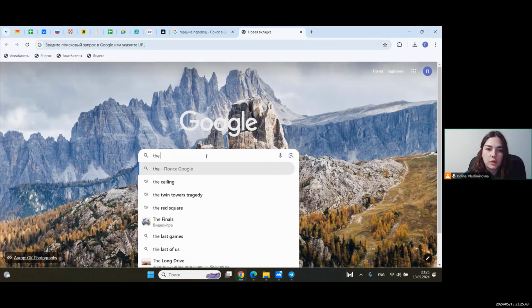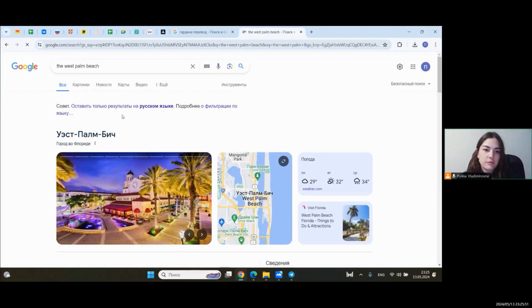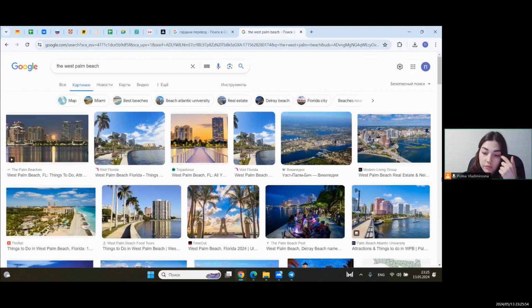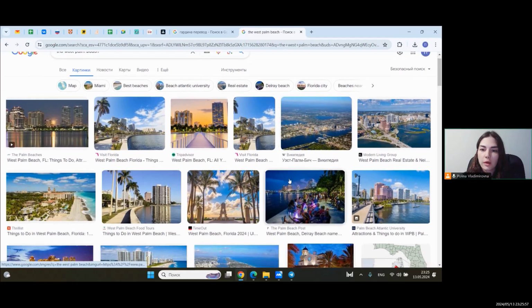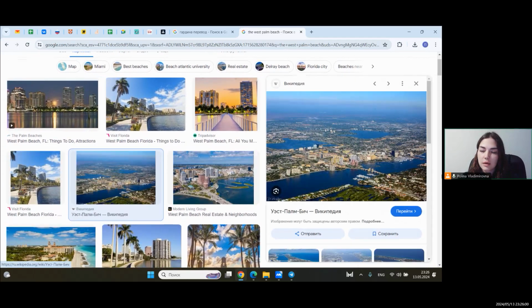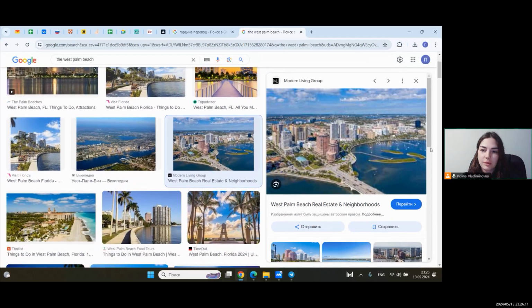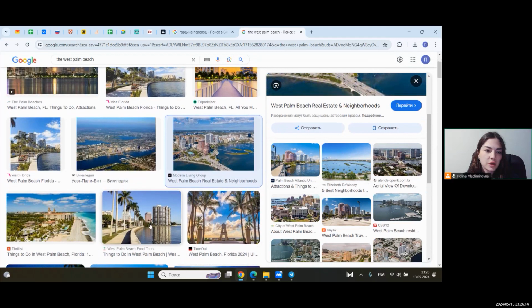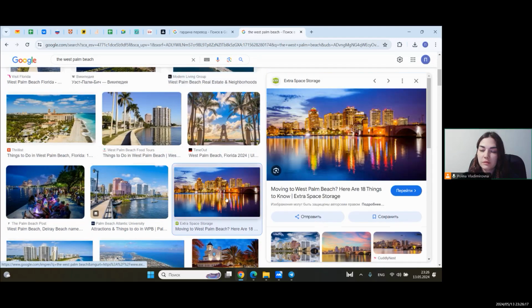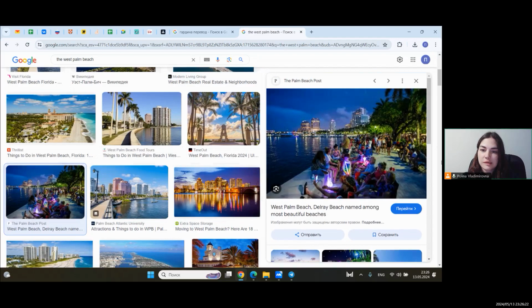So, West Palm Beach. It's a city in Florida, as I have read. Wow, okay, let's see. It's a pretty huge area. Right. Nice pictures, nice photo. I'm sorry for the quality. Maybe we can choose another picture to observe this wonderful place. Okay, maybe this one. Right.